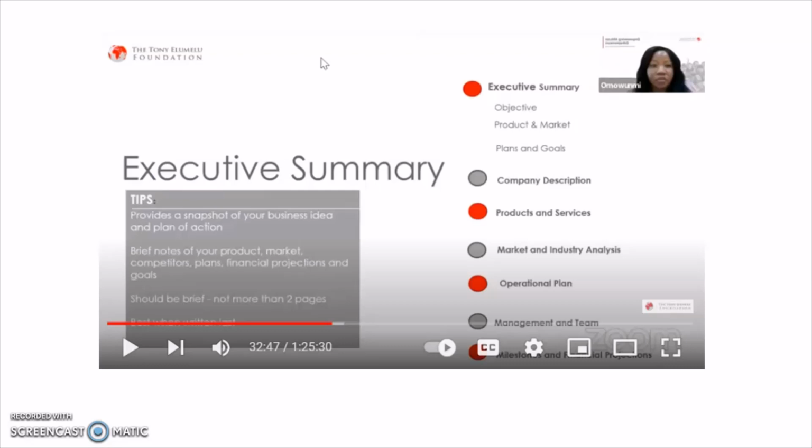especially for existing businesses. It needs to be written in active tense, and even for new businesses, it needs to be written in active tense, sorry, tense, right? So it should contain the objective of your business, the product and your market, and a summary of your plans and your goals.